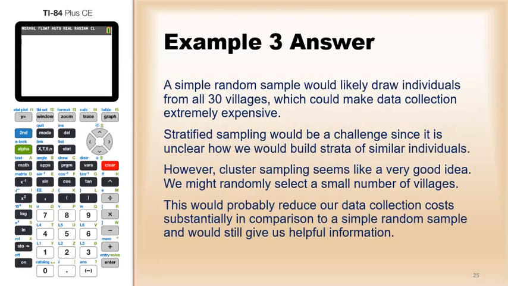So a simple random sample would likely draw individuals from all 30 villages, which would make the data collection extremely expensive. Stratified sampling would be a challenge since it's unclear how we would build strata of similar individuals. However, cluster sampling seems like a very good idea. We might randomly select a small number of villages. This would probably reduce our data collection costs substantially in comparison to a simple random sample, and would still give us some helpful information.